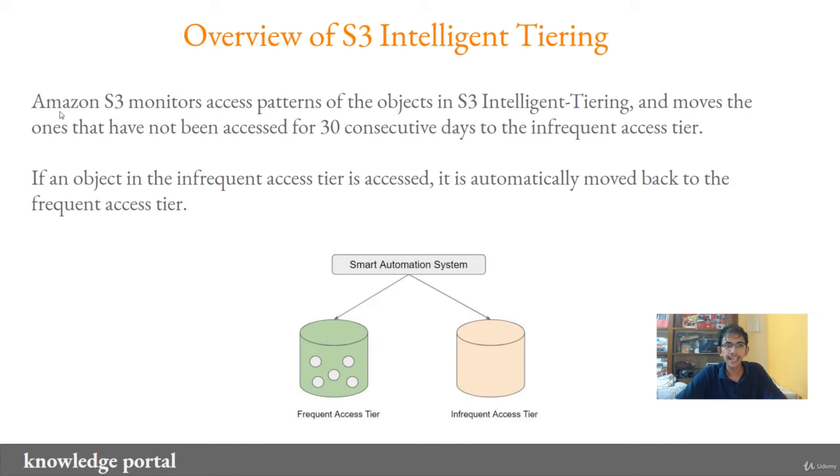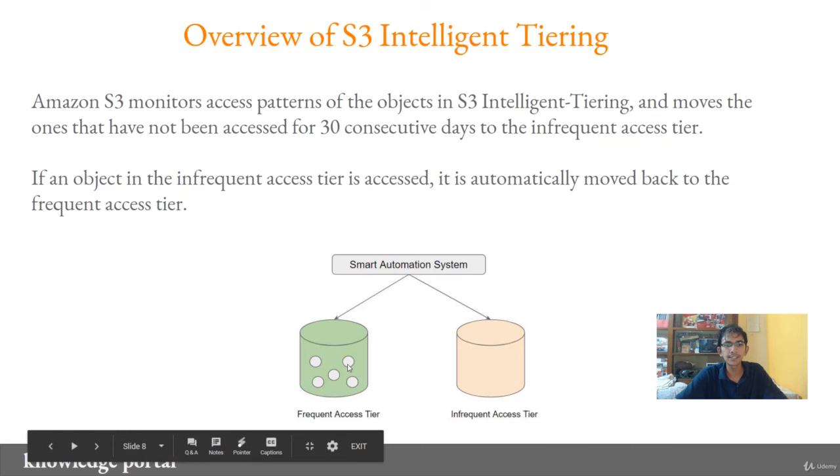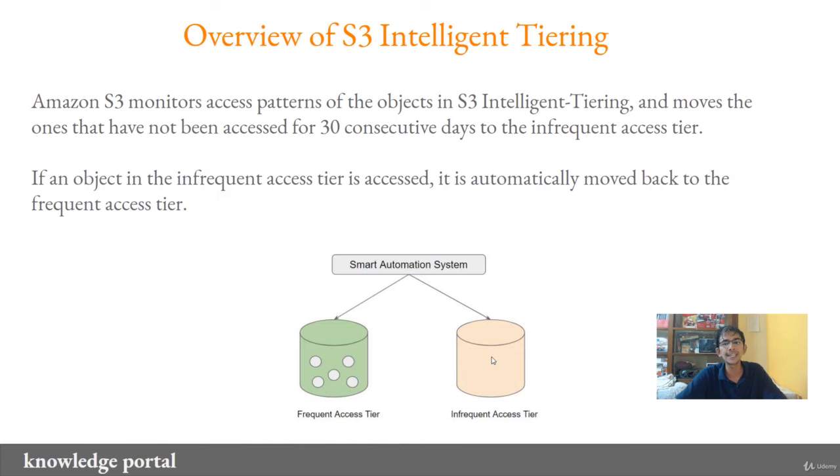Now, just to revise, Amazon S3 monitors the access patterns of the objects in S3 intelligent tiering and moves the ones that have not been accessed for 30 consecutive days to the infrequent access tier. So any data blob here which is not accessed at all for 30 consecutive days, it will automatically move to the infrequent access tier. Now, if an object in the infrequent access tier is accessed, then the object is automatically moved back to the frequent access tier. So this is quite simple to understand.